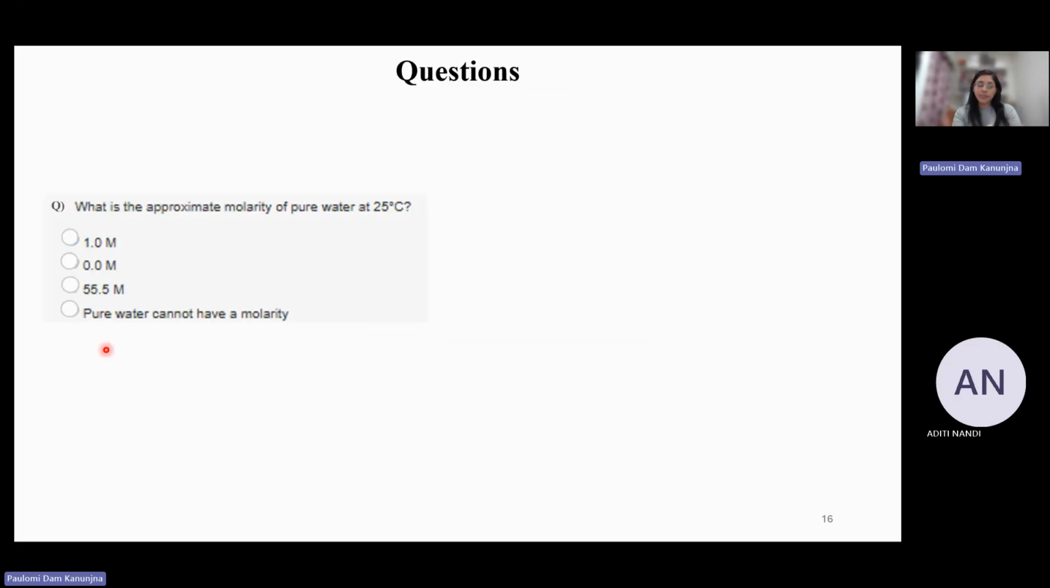Okay, next one. This I remember we have discussed so much in the sessions. Basically, it talks about what is the molarity of pure water at 25. By now, you should remember this number directly. C, which is 55.5. Fantastic, because we have extensively discussed this, right?